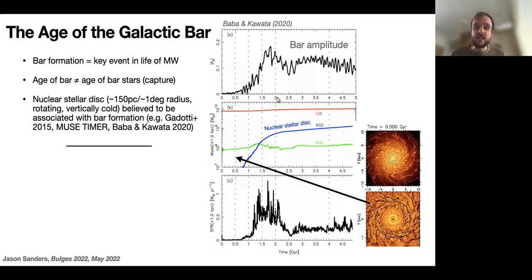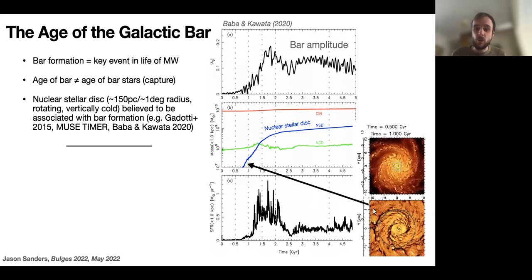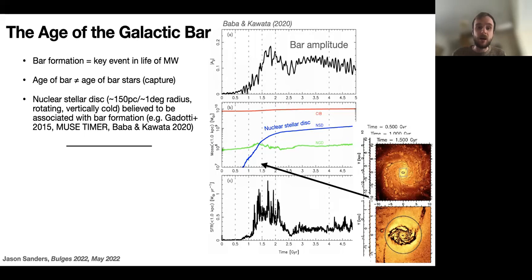the nuclear stellar disk likely formed when the bar formed and gas rapidly was funneled towards the center of the galaxy, settled into these central X2 orbits and began forming stars, which then become the nuclear stellar disk. So knowing the age of the oldest nuclear stellar disk object will give us the age of the bar. This is also the idea behind the MUSE TIMER survey.